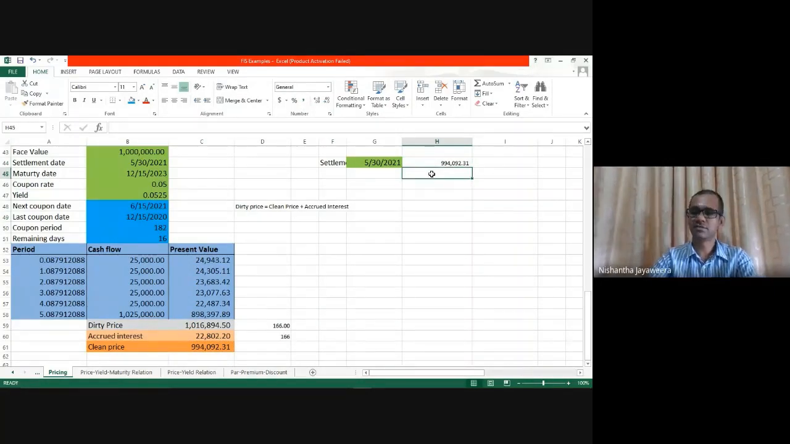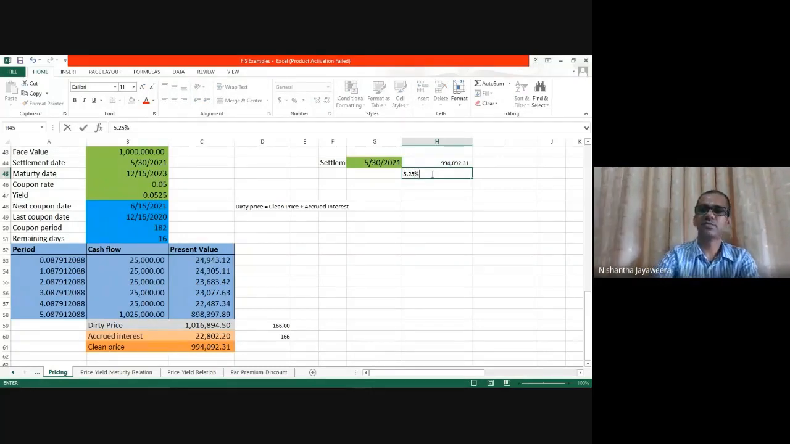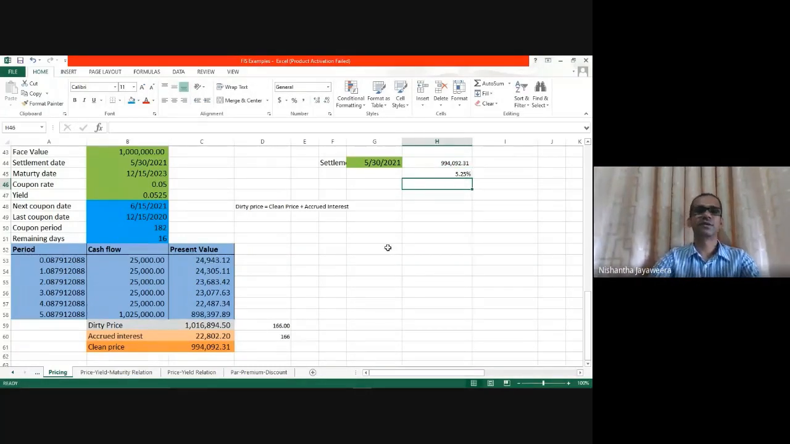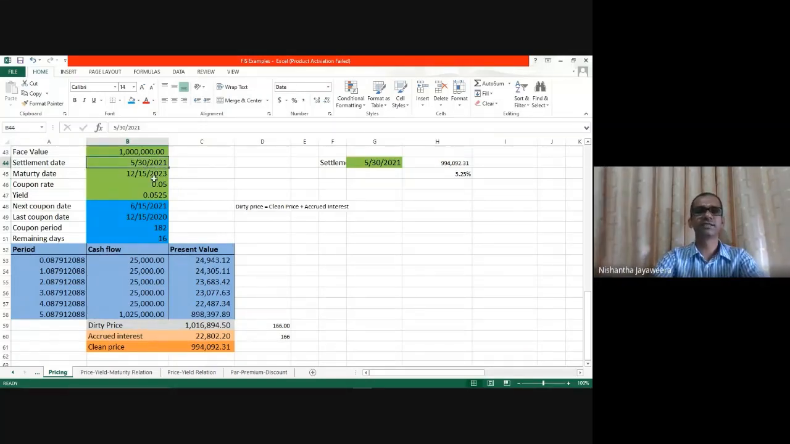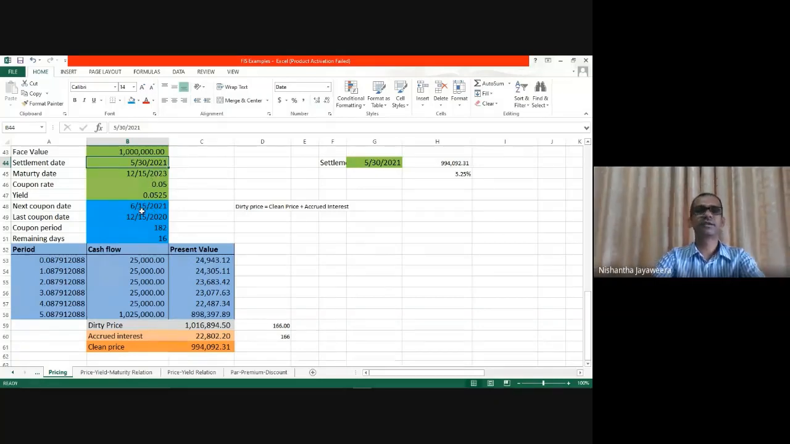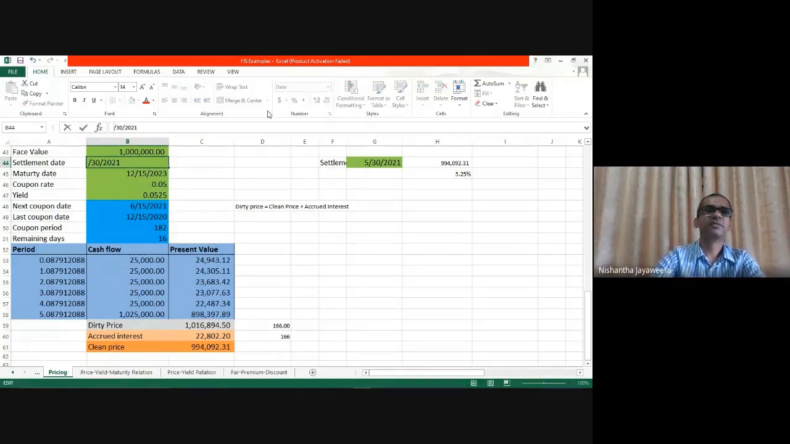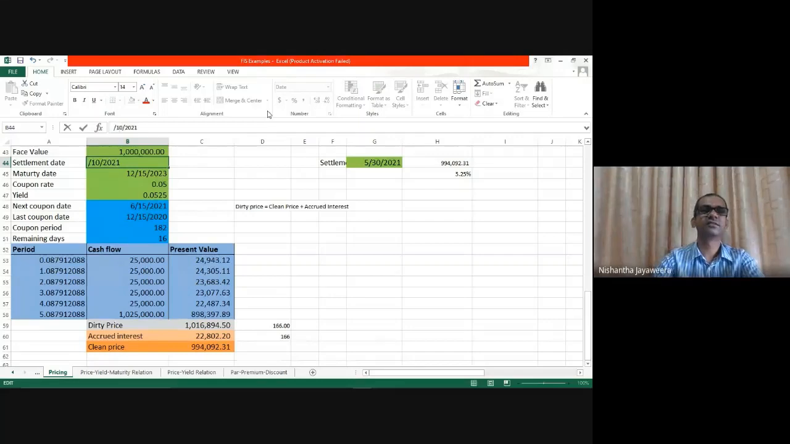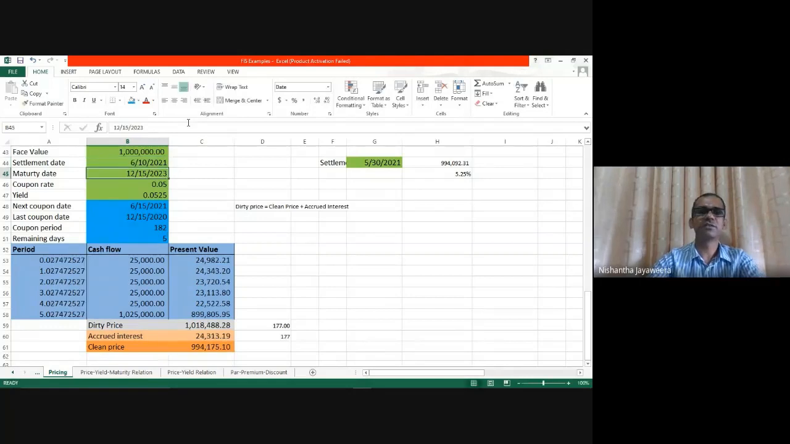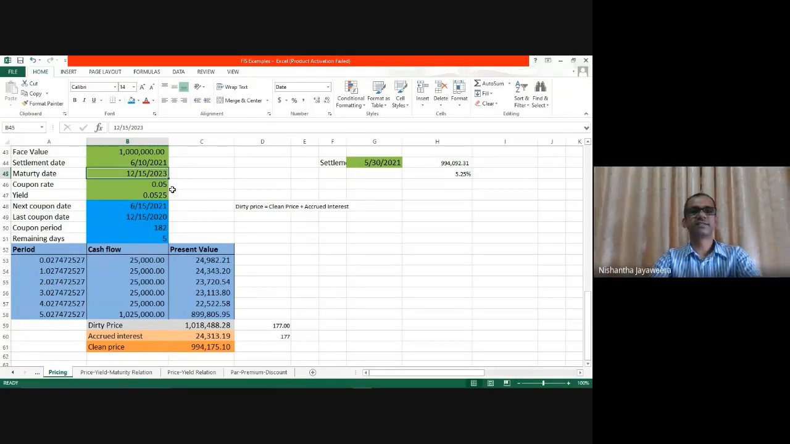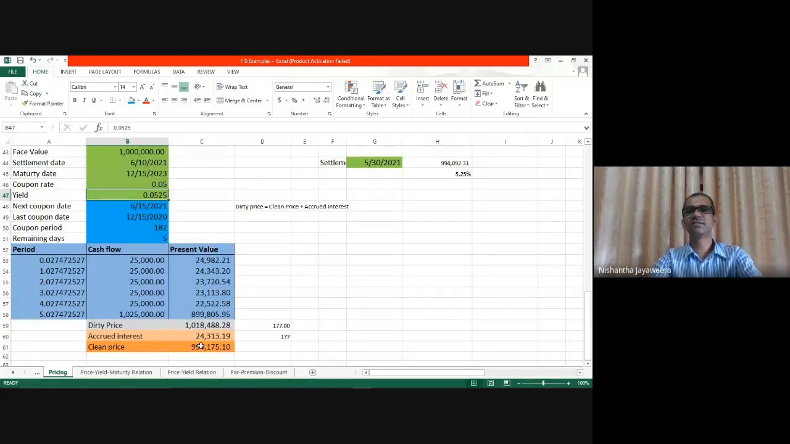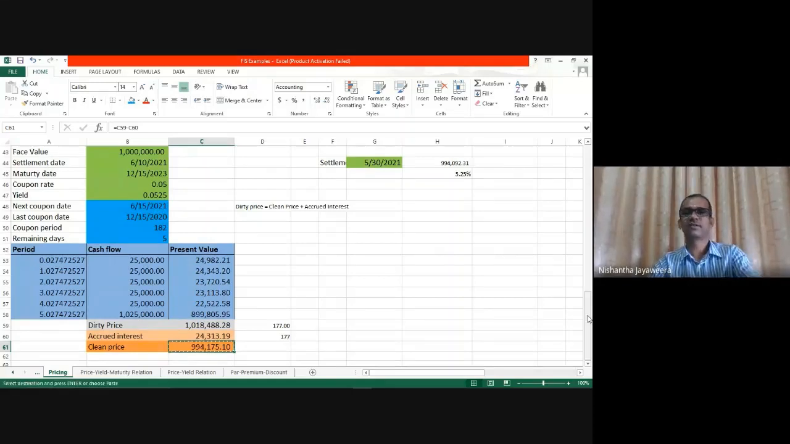What is our yield? 5.25%. Okay. Assume the next coupon is June 15th. So before that, you sell it. Assume 10th of June. If still the rate is 5.25, price is 994,175.